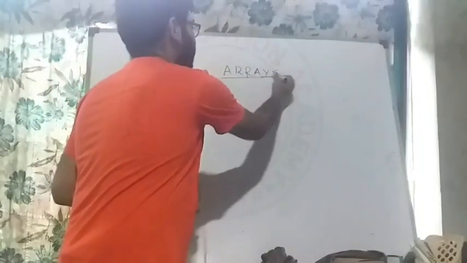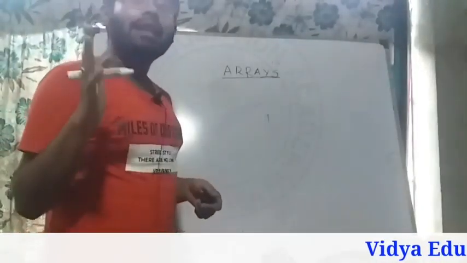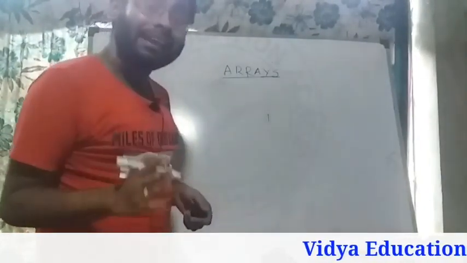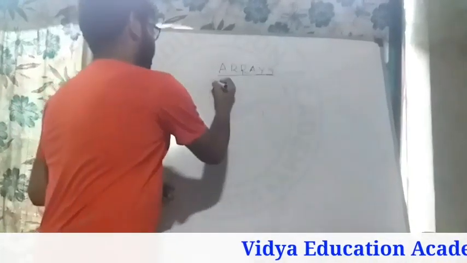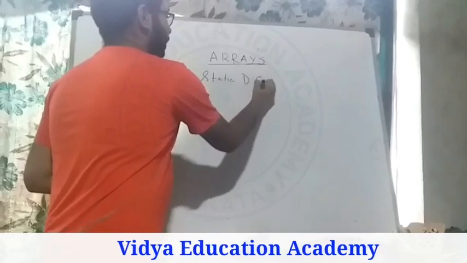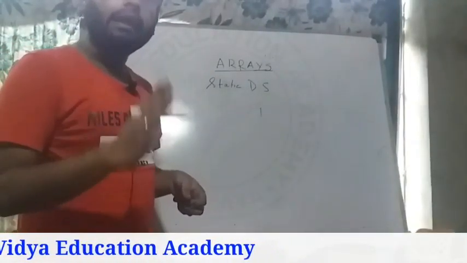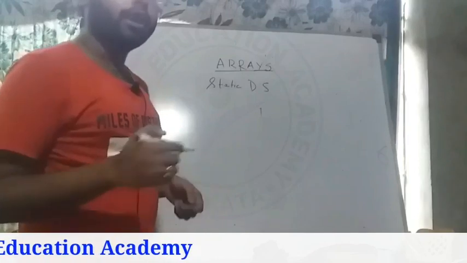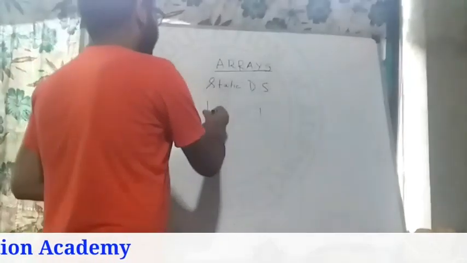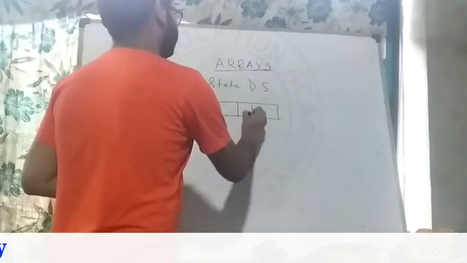About arrays in our class. So what is the formal definition of an array? An array is a static data structure which stores the elements in contiguous memory locations. For example, this is the simplest form of an array.